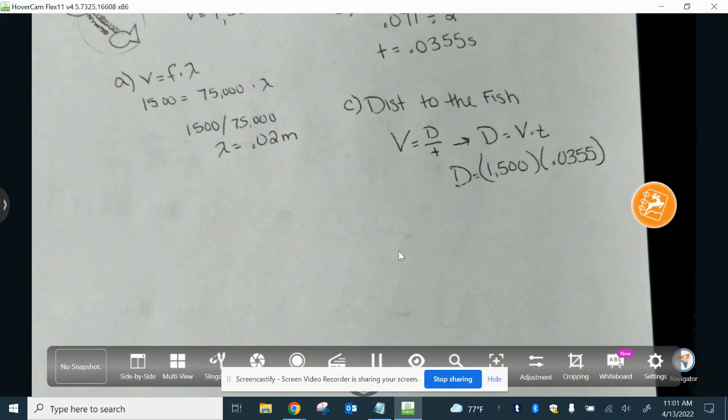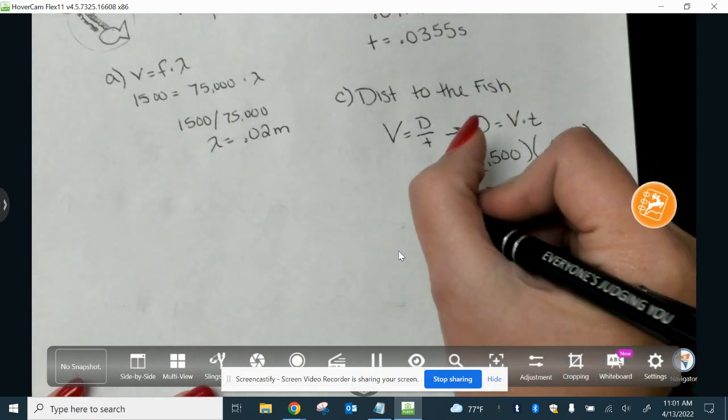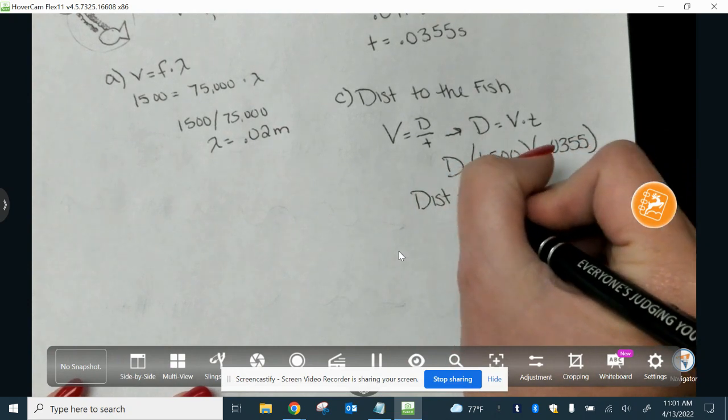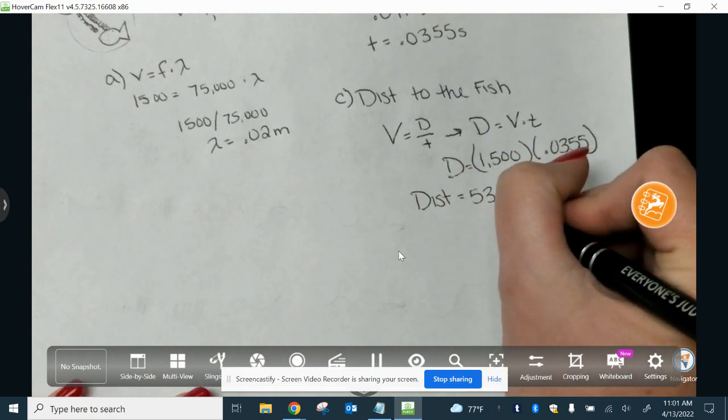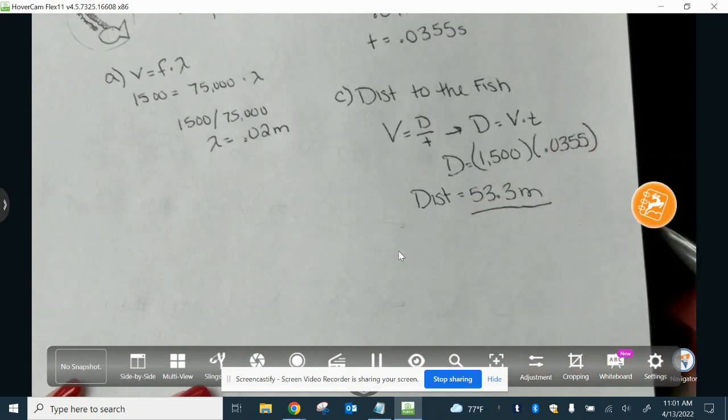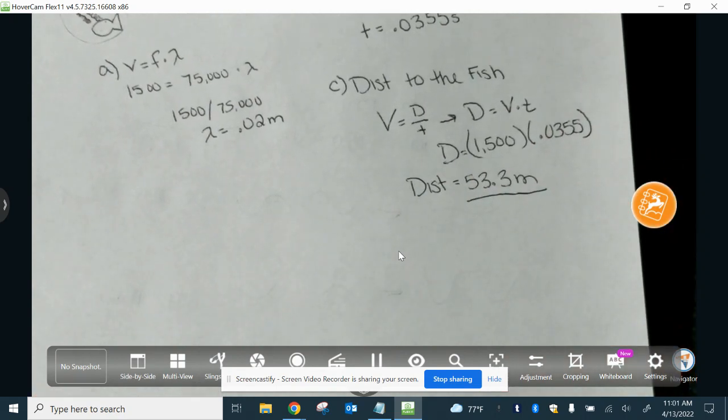What is the distance from the boat to the fish? Very good. 53.3 meters with some rounding. This is all based off that reflection of a wave.